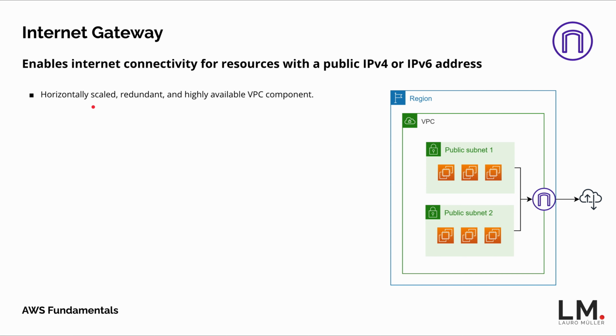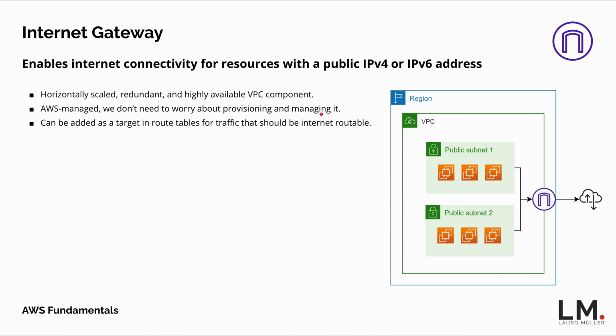It's horizontally scaled, it's redundant, and it's highly available within the VPC. That means if a certain availability zone goes down, for example, the Internet Gateway will still work, and other instances and other subnets outside of that availability zone will still have connectivity to and from the Internet. It is AWS managed, which means we do not need to worry about provisioning nor about managing it.